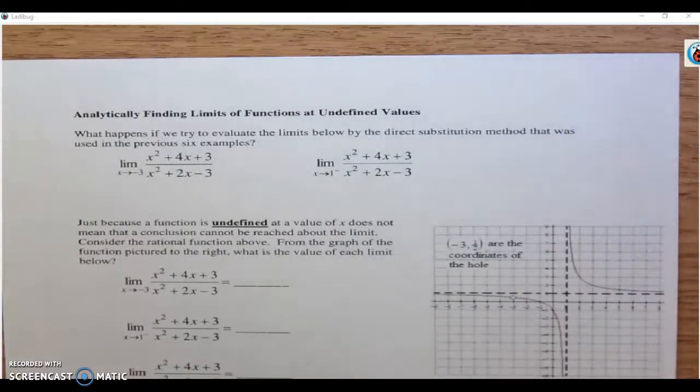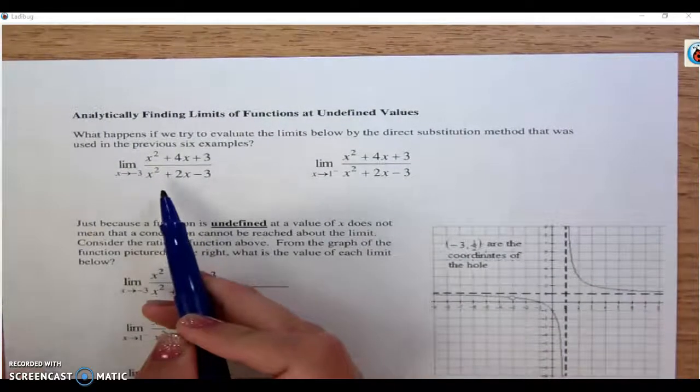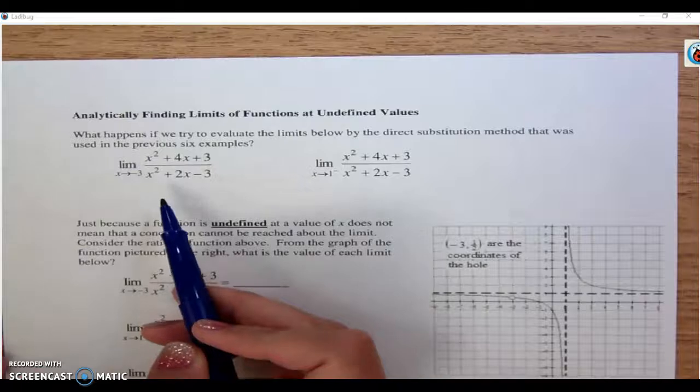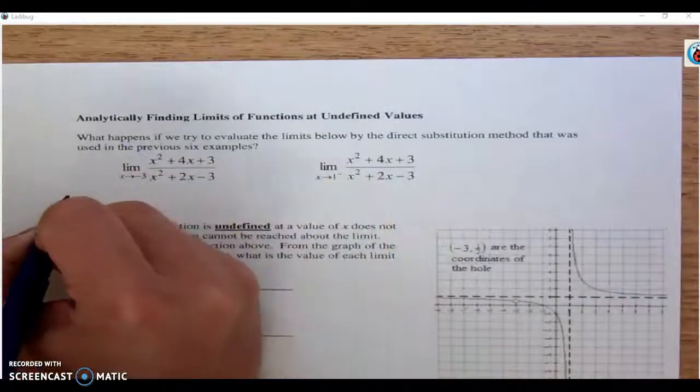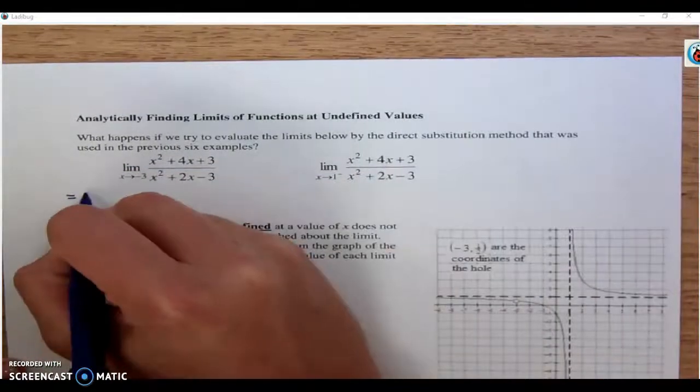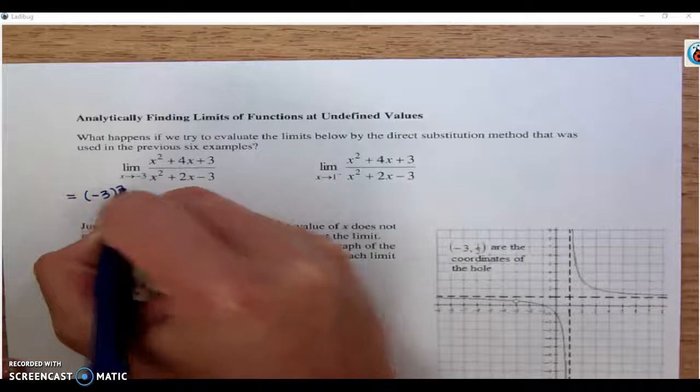Okay, so what happens if direct substitution doesn't work? That's what we're going to focus on in this next part. So we're going to try direct substitution. This says the limit as x approaches -3. If we wanted to do direct substitution, we would plug in the -3 everywhere there's an x.